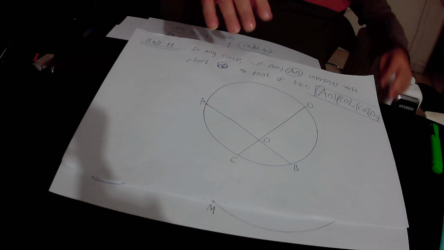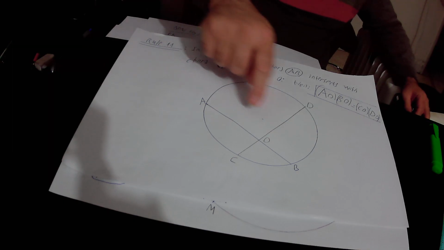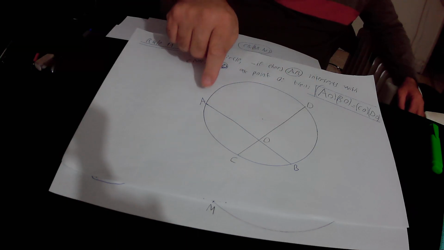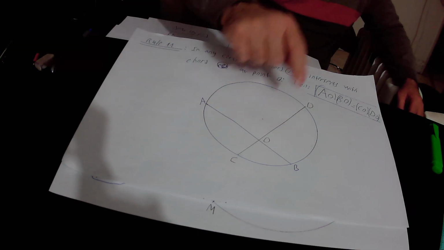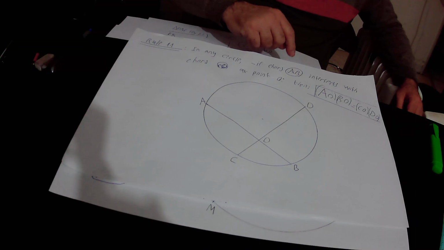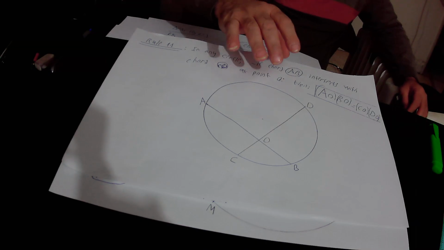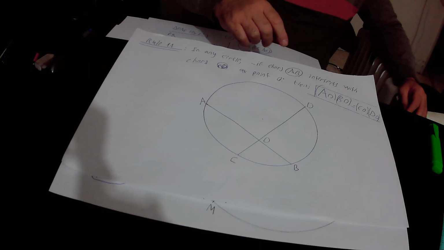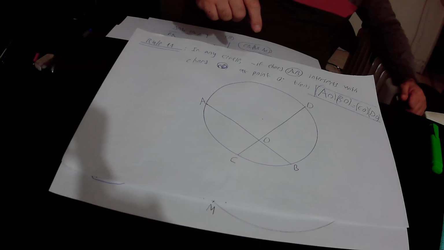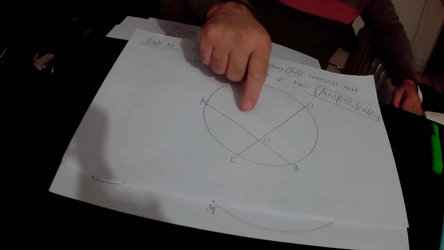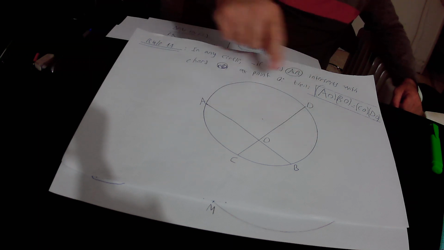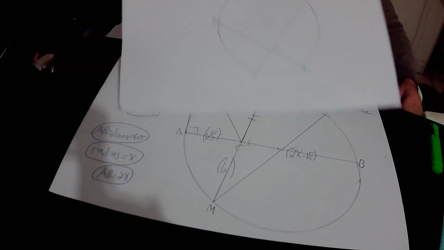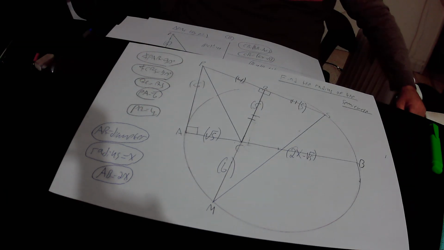In our drawing, we have a circle. Inside this circle, we have chord AB that intersects with chord CD at point O. Therefore, because we have two chords that intersect with each other, we can implement rule number 11. According to rule number 11, the following equation is true: AO times OB equals CO times OD.